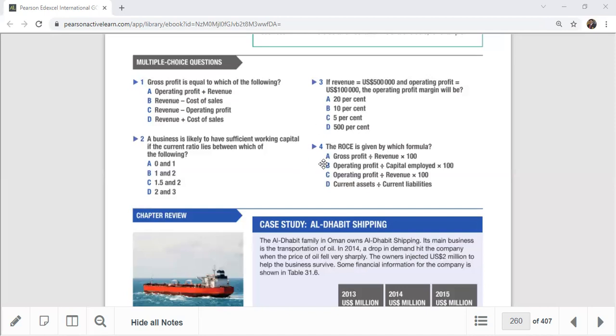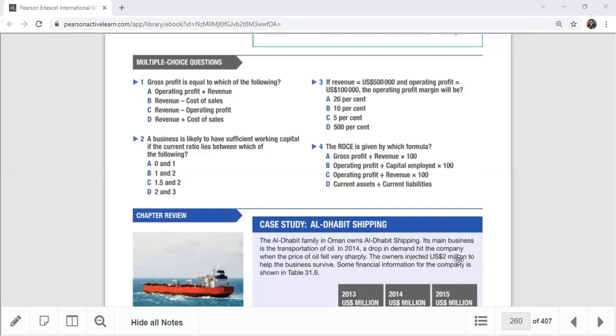Last question. The ROCE is given by which formula? Just now we talked about ROCE, return on capital employed. A, gross profit over revenue into 100. That is gross profit margin. B, operating profit over capital employed into 100. C, operating profit over revenue into 100. That is actually operating profit margin. D, current assets over current liabilities. That's the current ratio. I got a few correct answers. B is the correct answer: operating profit over capital employed into 100.